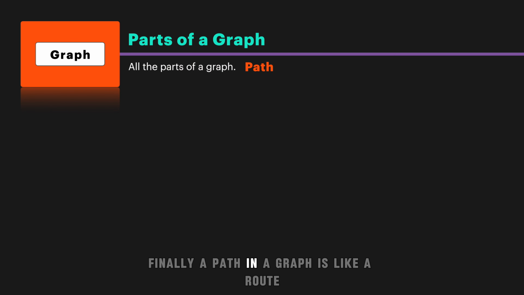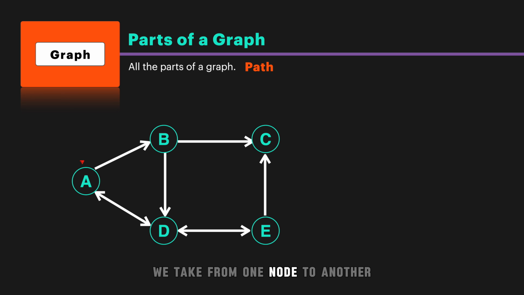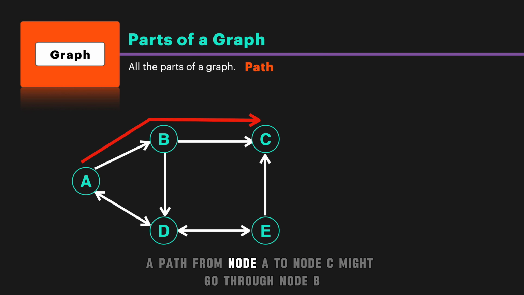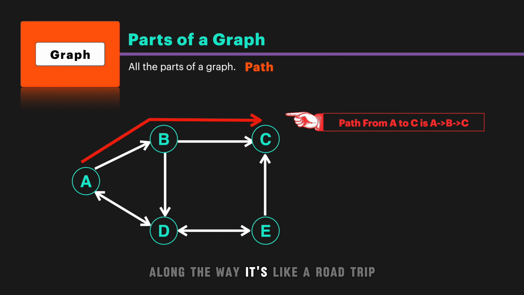Finally, a path in a graph is like a route we take from one node to another, following the edges. For example, a path from node A to node C might go through node B along the way. It's like a road trip, but instead of using a map, we're using the graph to navigate.